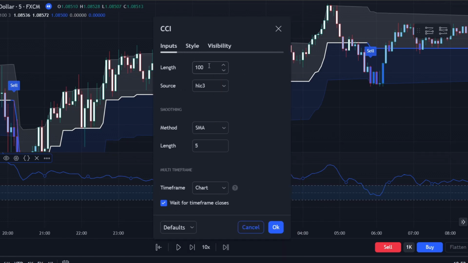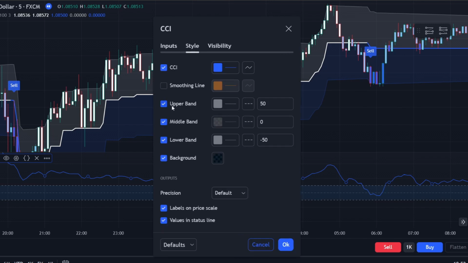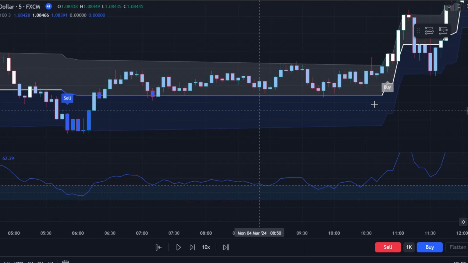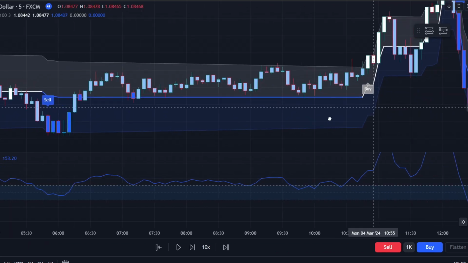The most important setting is this length. We make it 100, and in the style section we make the upper band 50 and the lower band -50. That's all the setup. How does this indicator give signals?